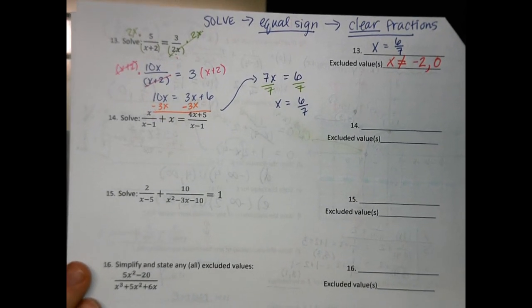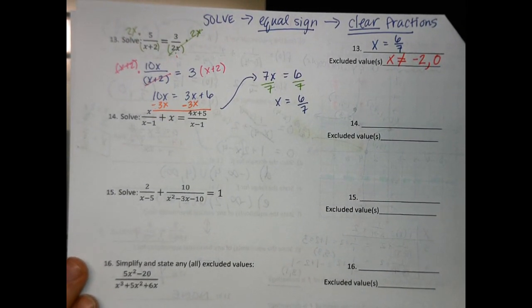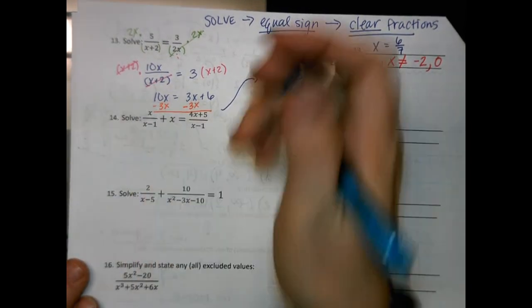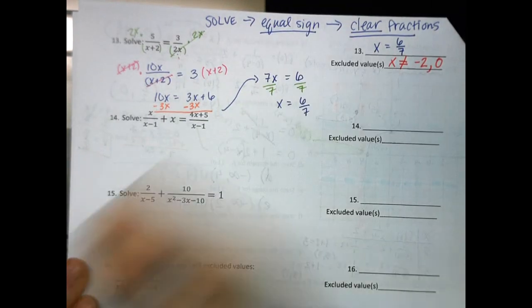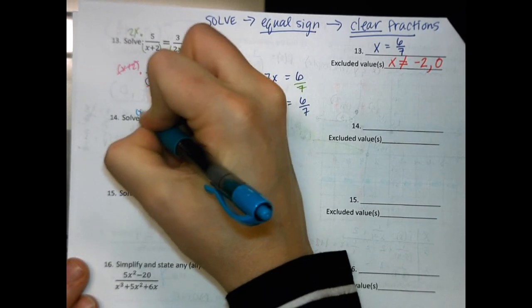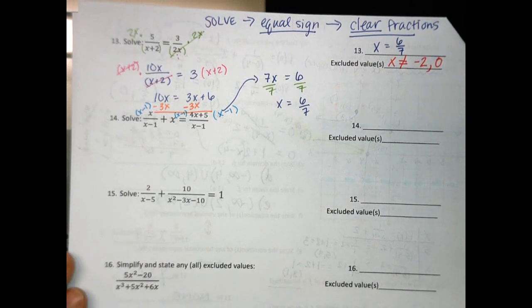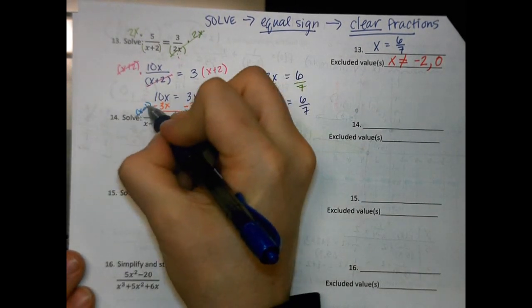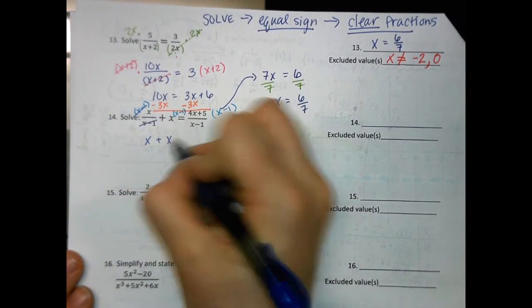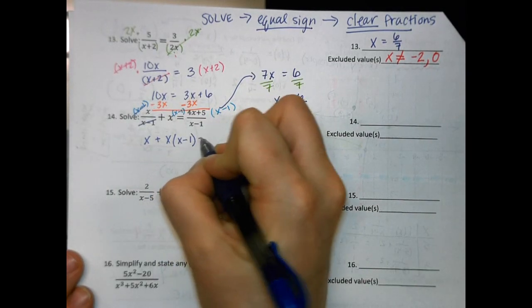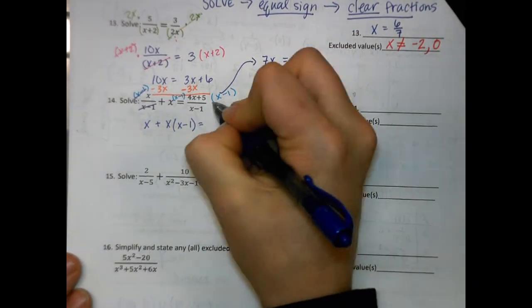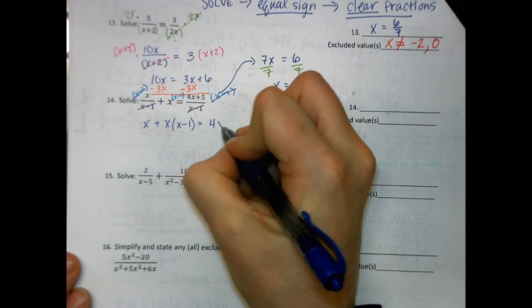Number 14. Can I clear the fraction? Yes, because it says solve and we have an equation. So I'm going to multiply every single term by x minus 1. Ooh. I almost don't have room to do that. Okay, in the first fraction, my x minus 1 reduces. In the second term, I didn't have a fraction, so I won't get a fraction by clearing fractions. And in the third, on the other side of the equal sign, my x minus 1's also reduced. So now I already don't have any fractions left.